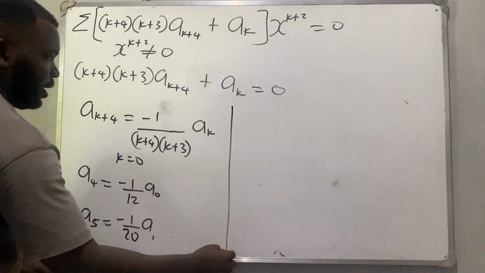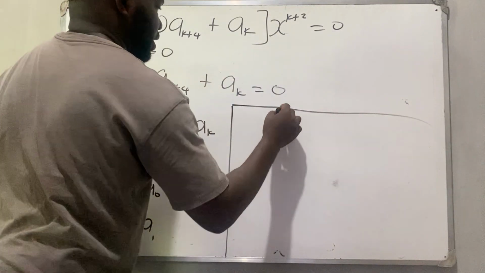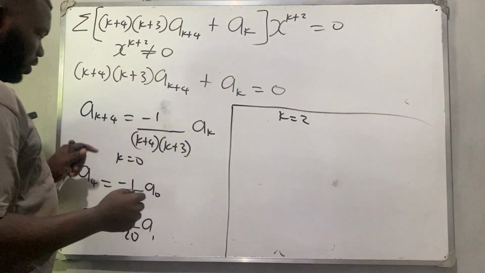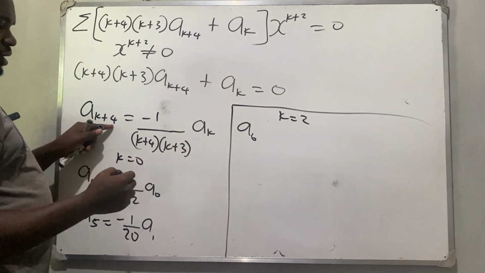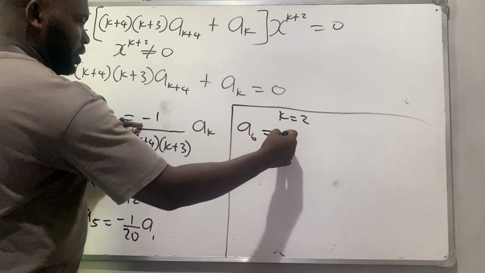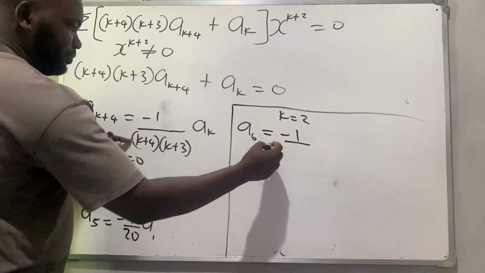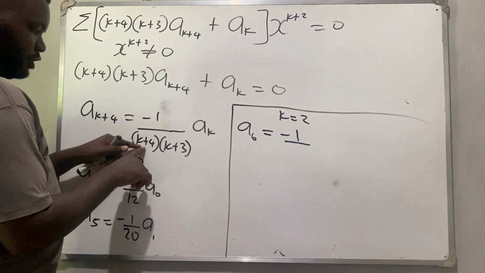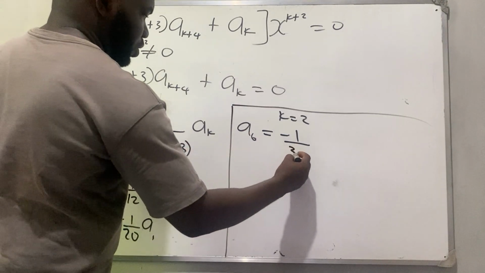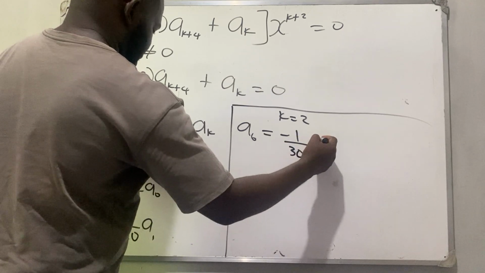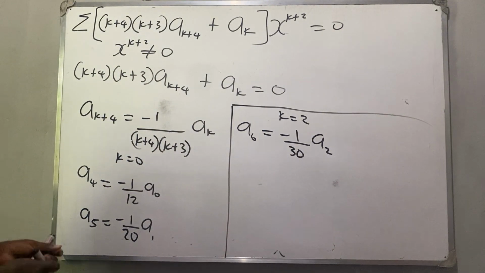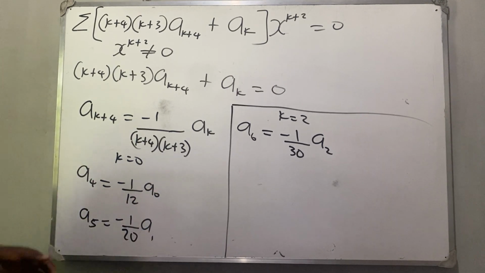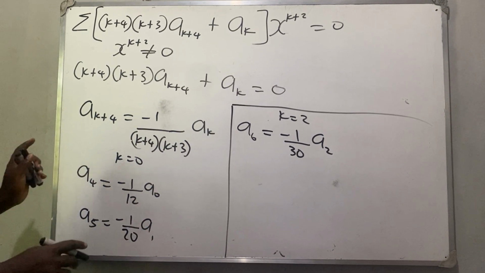So when k is equal to 2, we are going to have that a6, 2 plus this is 6, a6 is equal to what? Minus 1 over 6 plus 5, 30. So minus 1 over 30 a2. And then our answer is supposed to be only in a0 and a1. And there is no way we can get a2. There is no way we can get a2 at all.